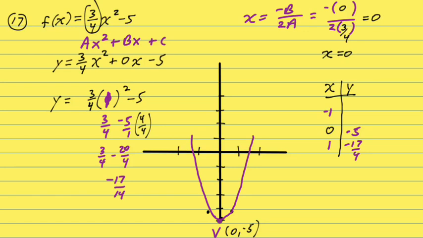And because it's symmetric, I think you'd have the same value here. So right there is 1, negative 17/4. This point is negative 1, negative 17/4. I will ask for the vertex and two symmetric points on the graph.